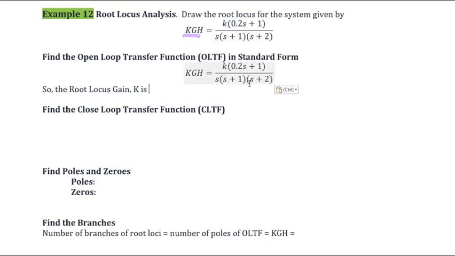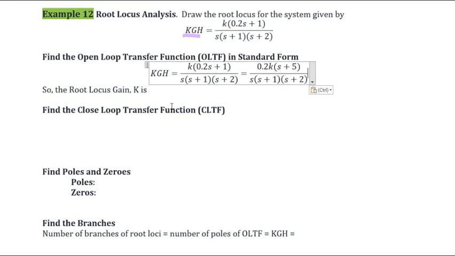The one thing we can notice is that it's not in a very good form, so we're going to have to rewrite it because we want the s's to be alone. There really is only one little problem, and that can be solved by pulling out a 0.2 from both parts of this term in parentheses. That gives us an s plus 5, and then we have 0.2K.